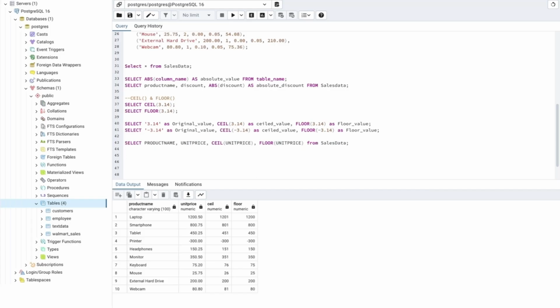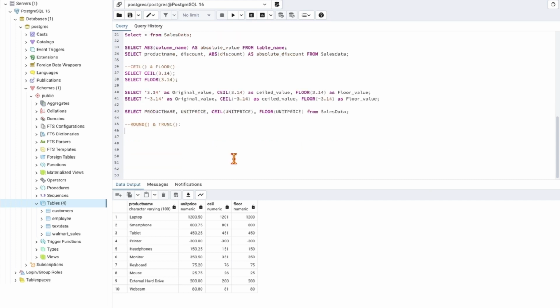Let's begin with the syntax of round and trunc. Select round and select trunc. Let's give the same number 5.678, 2. Here also the same thing, 5.678, 2. The first number indicates the number that we wanted to round or truncate, and the second number represents the number of decimal places that we wanted to round off the number or truncate the number. Let's execute these queries.